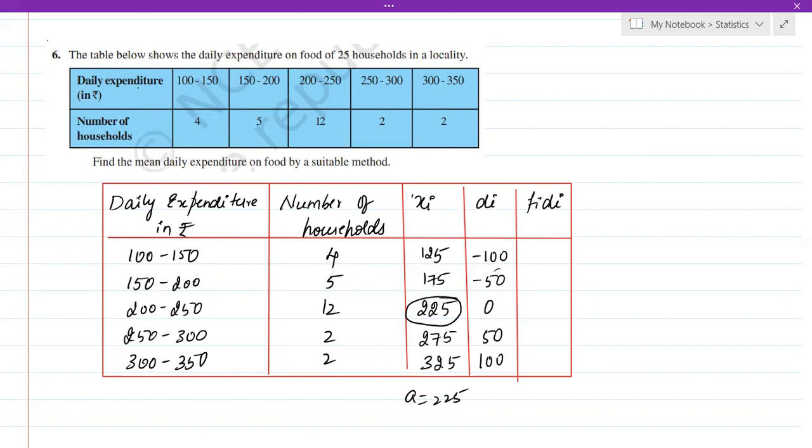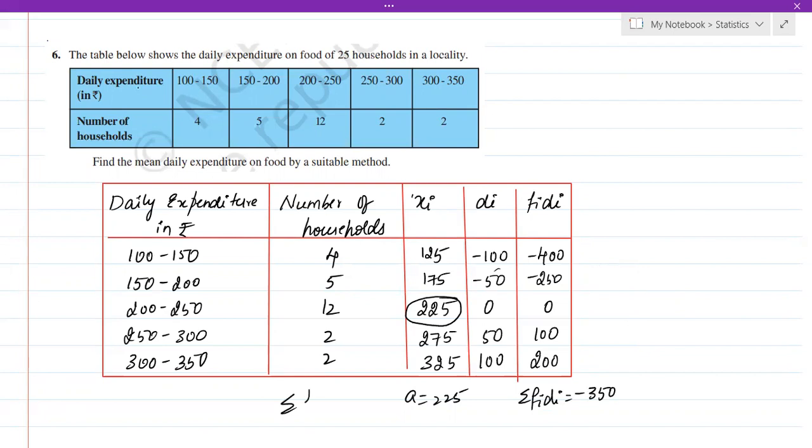Let's multiply. Minus 100 into 4 is minus 400. Minus 50 into 5 is minus 250. 0. 50 into 2 is 100. 100 into 2 is 200. So if you add these two, you get 300. And if you add these two, you get minus 650. So if you combine these two, minus 650 plus 300 gives you minus 350. Therefore, summation fi di is equal to minus 350.